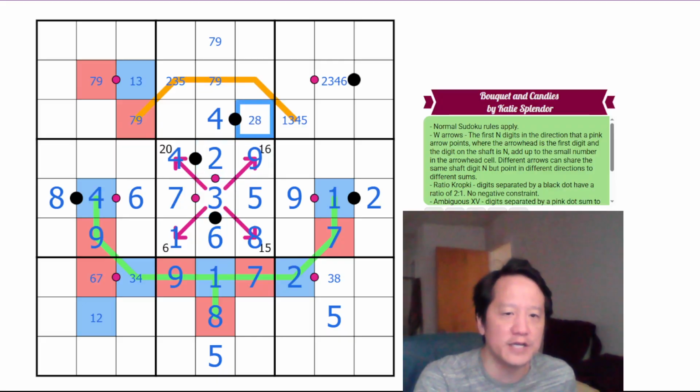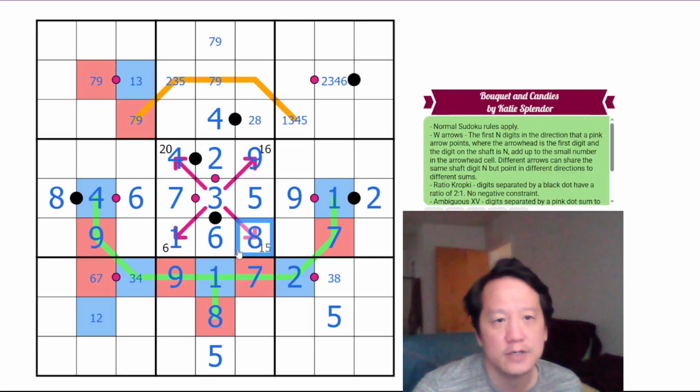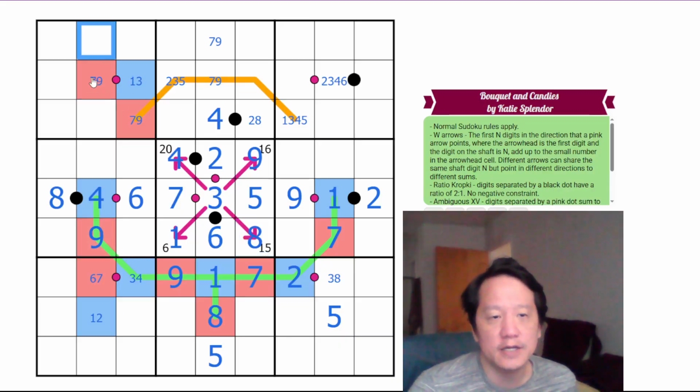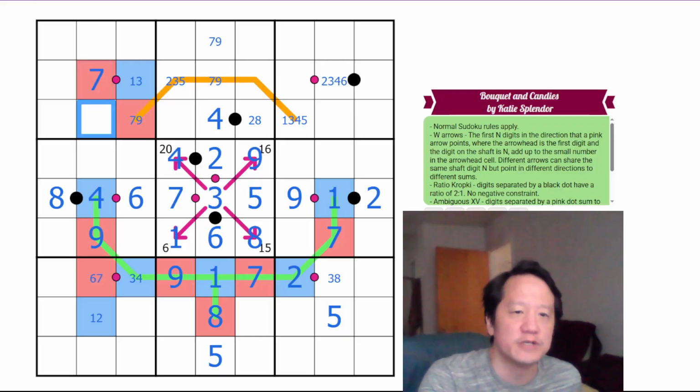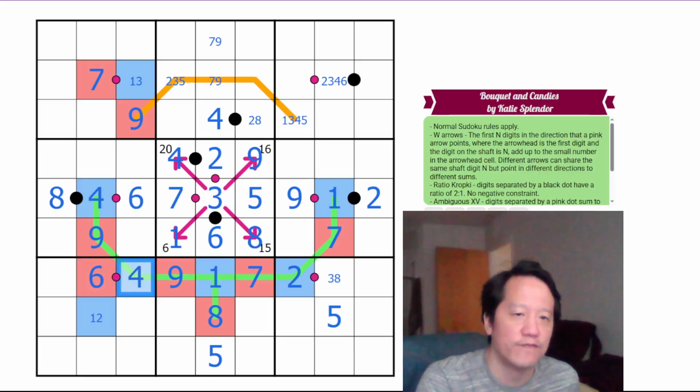4 is next to 2 or 8 on a black crop key dot. 9 eliminates 9 here, so this is 7, which makes this 9 to add up to 13. 7 eliminates 7 here. This is 6, which means it must add up to 10 with 4. That makes this 1 to add up to 5.